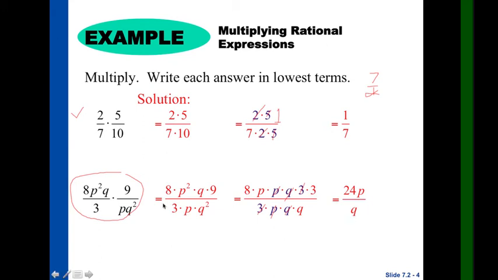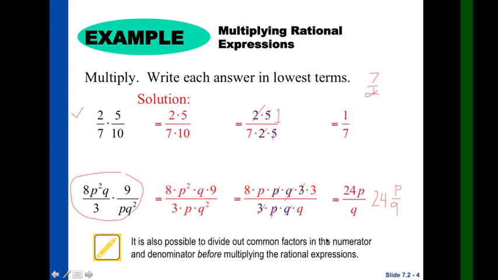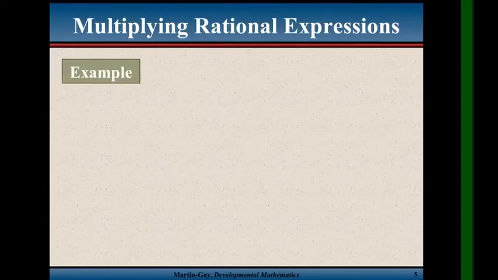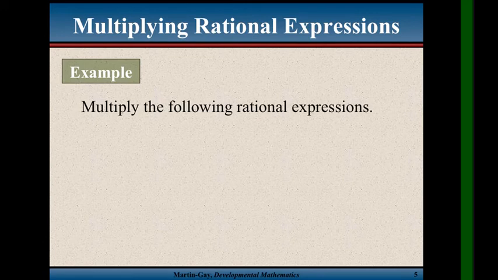We can also write it this way: 24p over q. Either of the two is fine. Just take note: it is also possible to divide out common factors in the numerator and denominator before multiplying the rational expressions. So we can divide them before we multiply. Our technique is to factor them first.